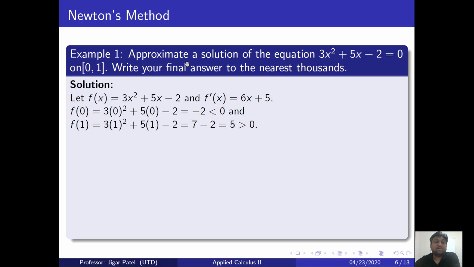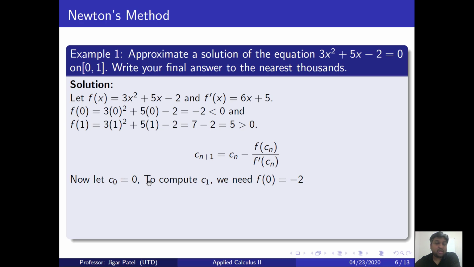Plug x equal to 1, I get 3 times 1 square plus 5 times 1 minus 2, and this is going to be 8 minus 2, and that is 6, right? So I made a minor error here. It needs to be 8 minus 2, which is 6. Again, the point is it's a positive quantity. So the function changes sign as I move from 0 to 1. So Newton's formula can be used.